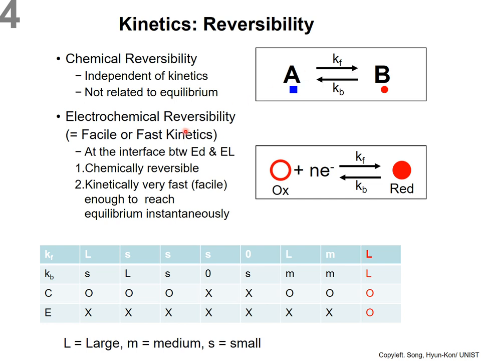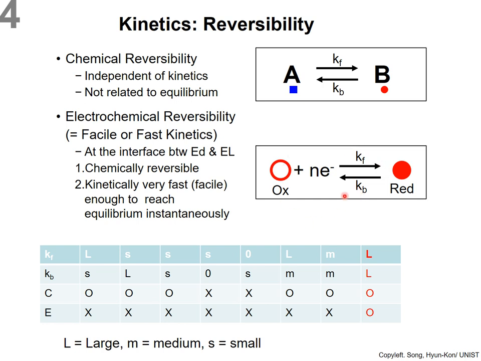Let me go to the concept of electrochemical reversibility. Electrochemical reversibility is a little bit different from chemical reversibility. The primary requirement of electrochemical reversibility is, of course, chemical reversibility. Here is the electrochemical reaction. Oxidized species plus n electrons is going to the reduced species with forward rate constant. Also, the reduced species is going back to the oxidized species with backward rate constant. That is the situation. So this reaction is chemically reversible, of course.